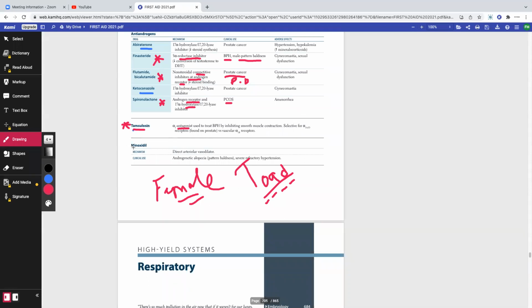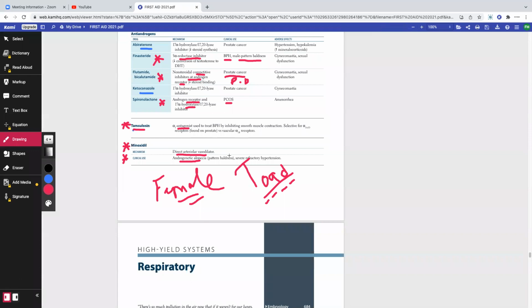And the last one is minoxidil. Minoxidil is actually high yield. It's a vasodilator. We give minoxidil for androgenetic alopecia. This is male pattern baldness that has a genetic predisposition. That is, if the father had male pattern baldness, the child will also have male pattern baldness. It's not due to an increase of testosterone, it's due to genetic reasons. Have I made myself clear, yes or no?